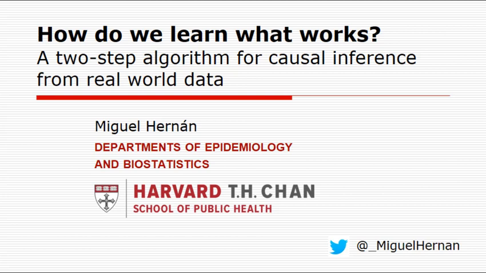So I'm going to be talking about causal inference and more specifically about how we learn what works, because that is what I do, that's what the people that I work with do. So I'm going to present a two-step algorithm for causal inference that some of you may know already, but it's really important for the health sciences and for the social sciences.